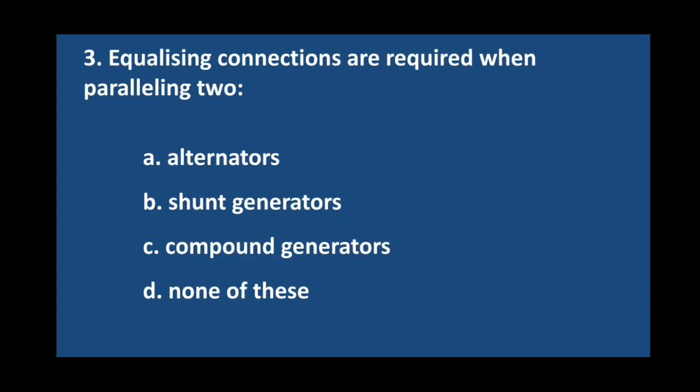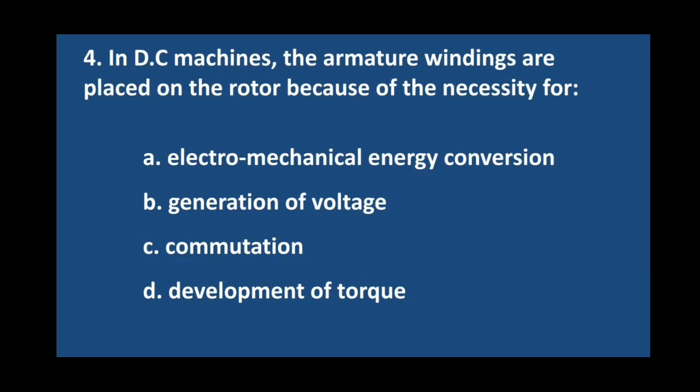Question number 3. Equalizing connections are required when paralleling to. Answer is option C. Compound generators. Question number 4. In DC machines, the armature windings are placed on the rotor because of the necessity for. Answer is option C. Commutation.